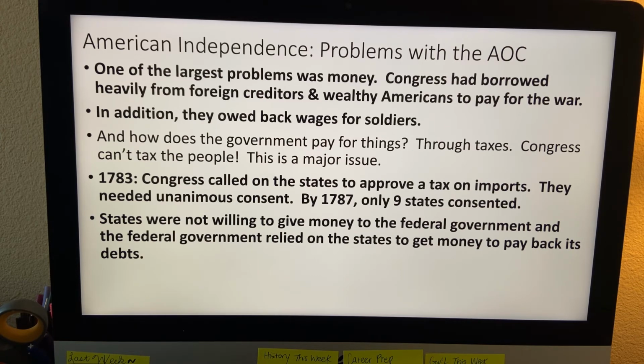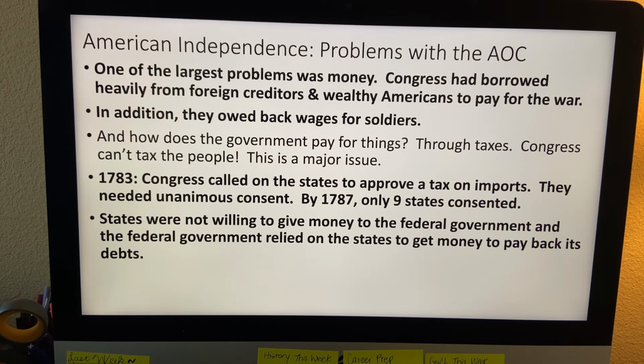So I pay taxes every month with my paycheck, right? The problem with the articles is that they cannot tax the people. And this is a major problem. They have no money to pay for things. They can't pay these people their wages. They can't pay back their debts. This is a problem. In 1783, this further shows the issue, okay?